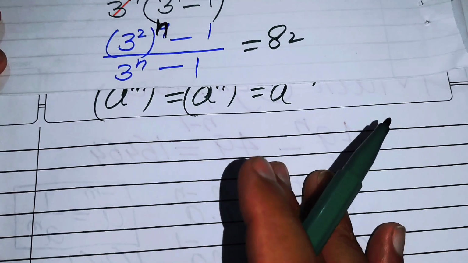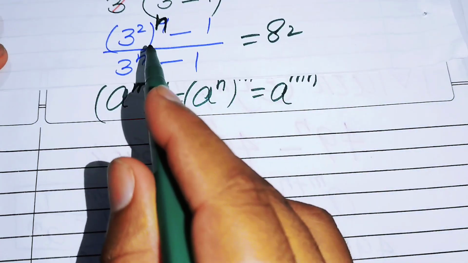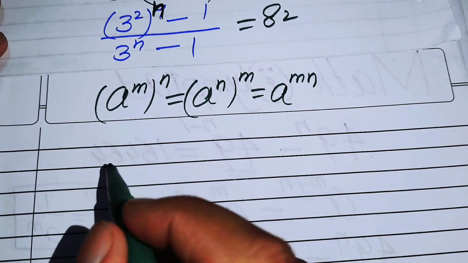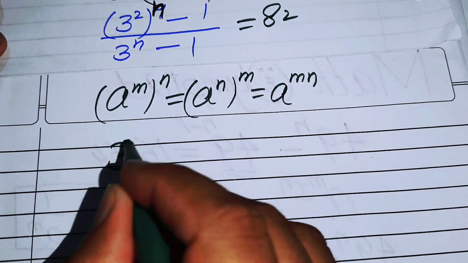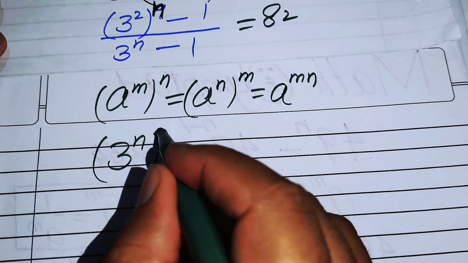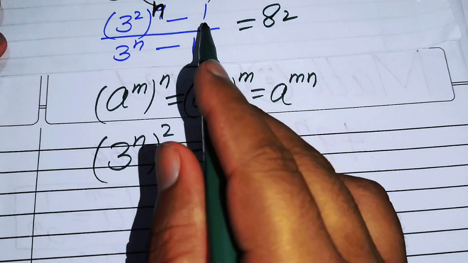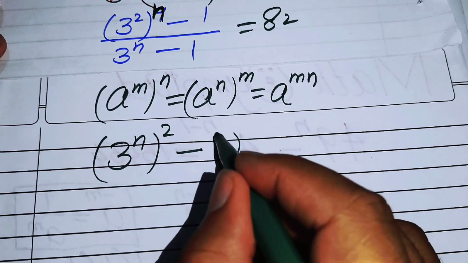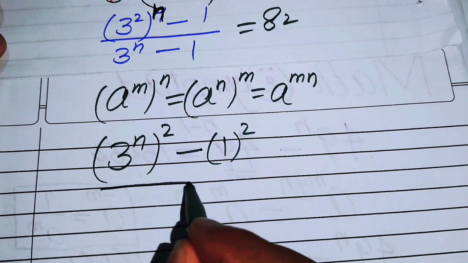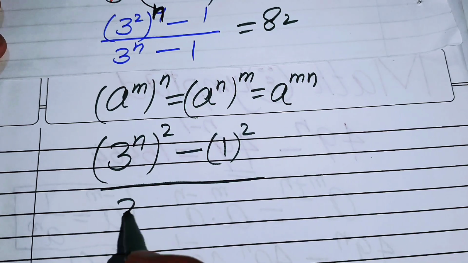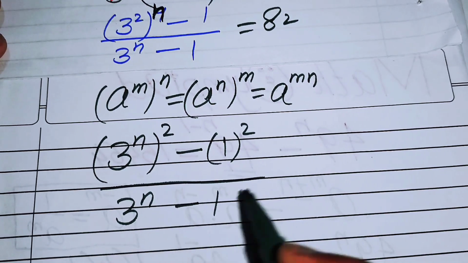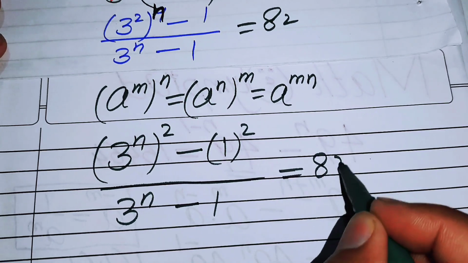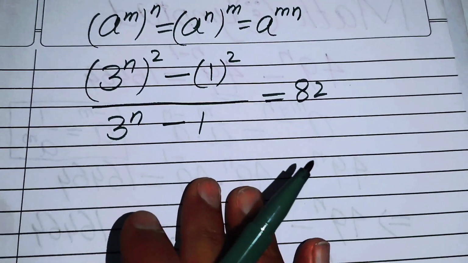So now we will interchange these two exponents according to this law and you get 3 to the power of n, whole squared, minus, here you have 1 and we will write it as 1 squared, and whole over 3 to the power of n minus 1 is equal to 82.